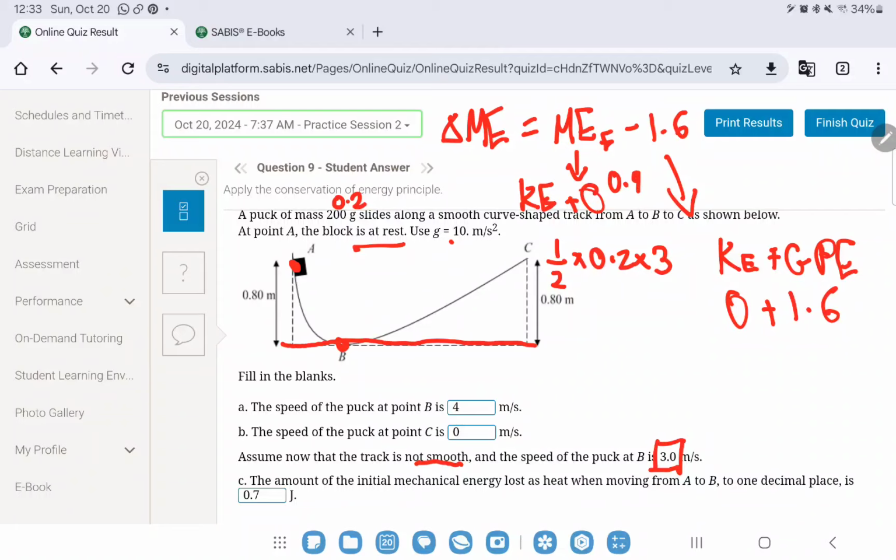So since it's 0.9, now we can replace this, and when we do it we get 0.7. If they asked you how much mechanical energy changed, it's negative 0.7, but they asked how much was lost, so it's just 0.7. That's it for this question. Let's move on to the next one.